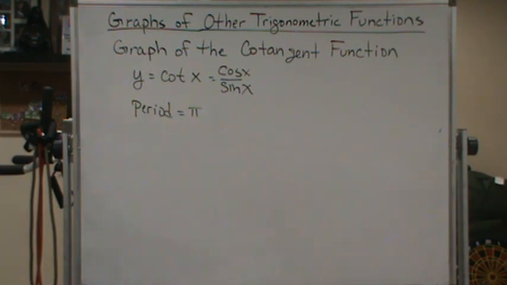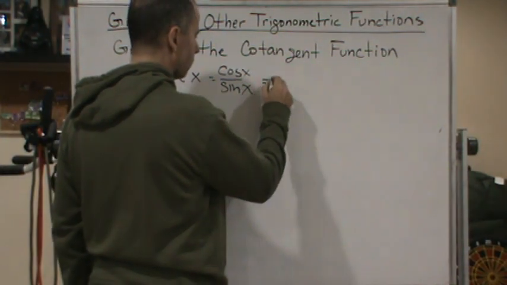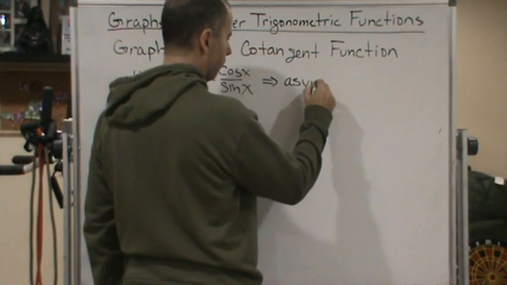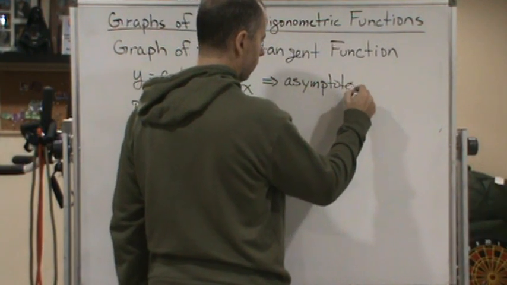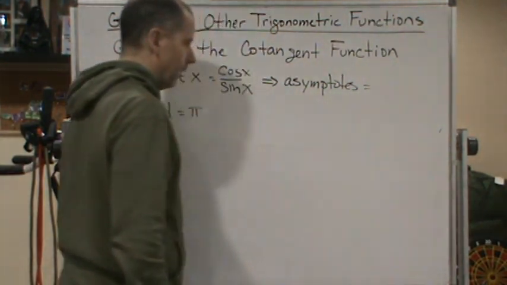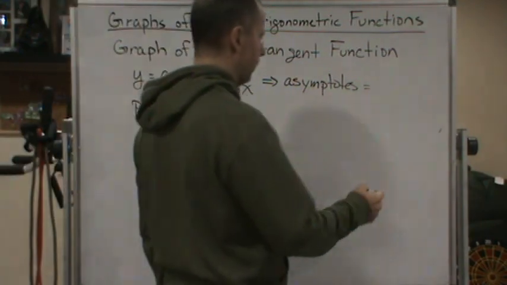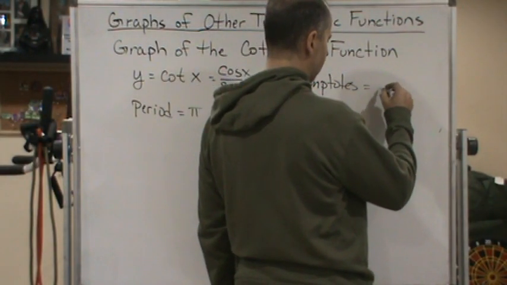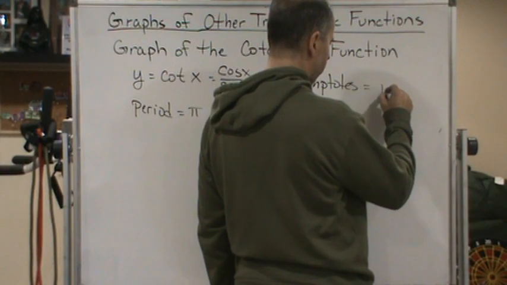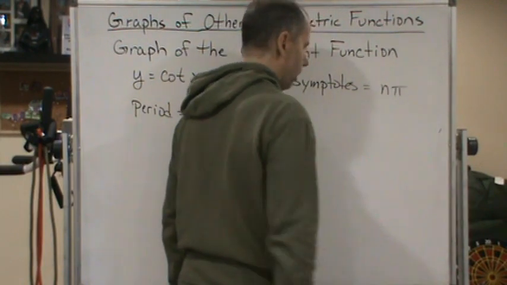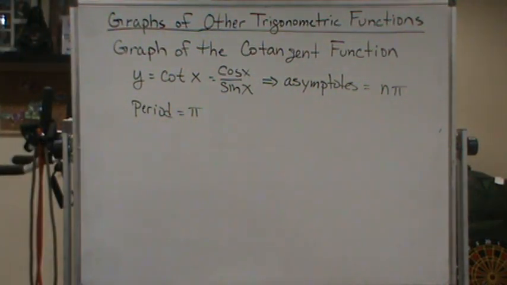Okay? And of course, that's going to imply the asymptotes are going to be located at what? Just the multiples of pi. Okay, so that's a little different than what we saw with tangent. So it's going to equal n times pi for all integers n.